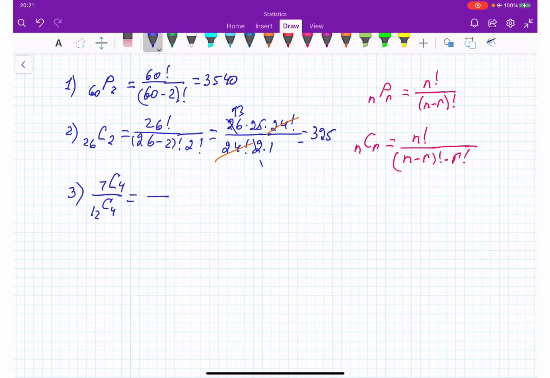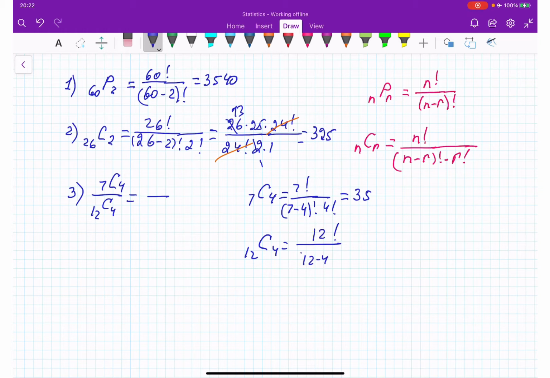Okay, let me write down 4 out of 7. It's going to be 7 factorial over 7 minus 4 factorial times 4 factorial. This is equal to 35. And combination 4 out of 12 is going to be equal to 12 factorial over 12 minus 4 factorial times 4 factorial.